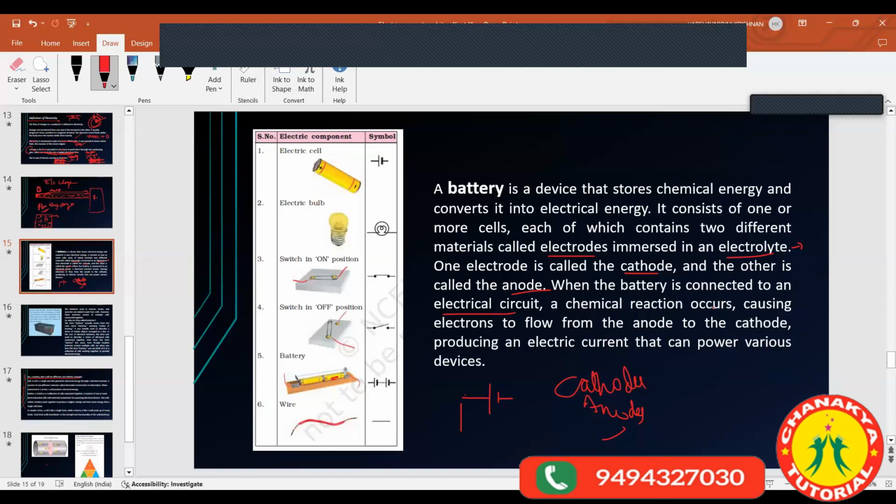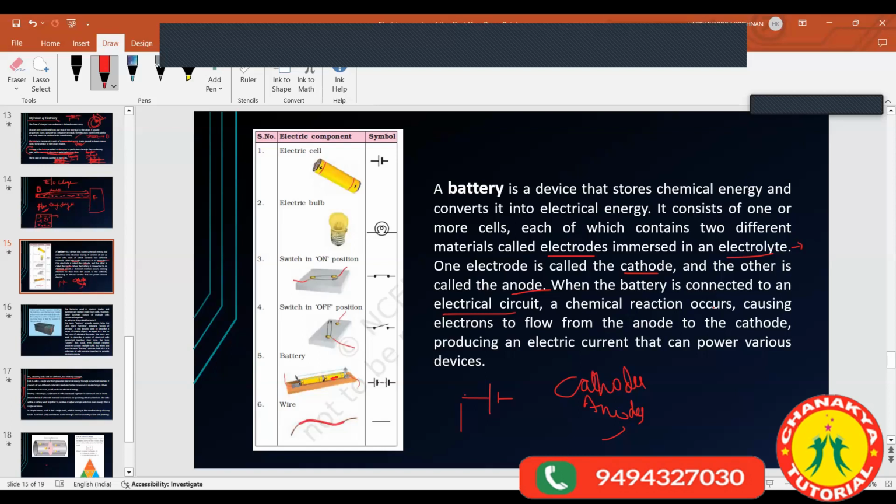I'll read this once again. Please note it down. A battery is a device. Battery is basically a device that is going to store chemical energy and convert it into electrical energy. It consists of one or more cells. Best example is your TV remote. You have two batteries, two cells make up a single battery, right? So when you remove one cell, your remote will not work, right? It consists of one or more cells. In some places, one is itself enough. In some places, you need two. For example, watch batteries, right?